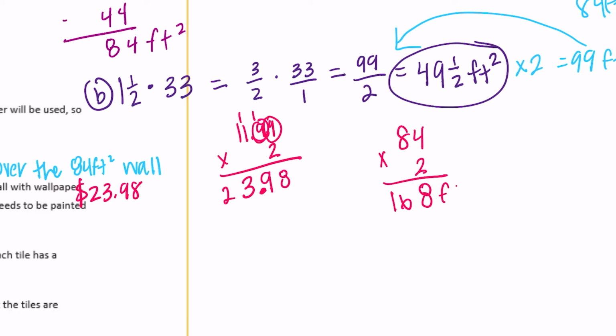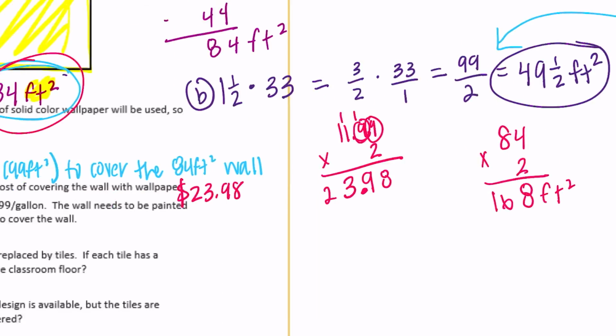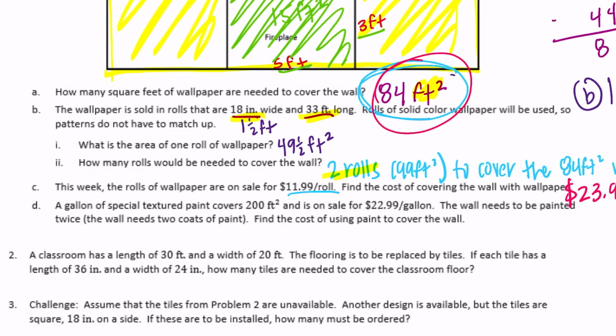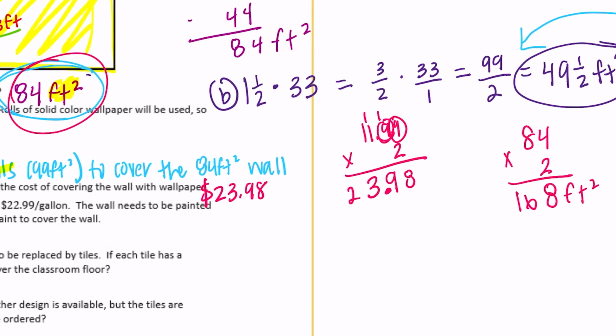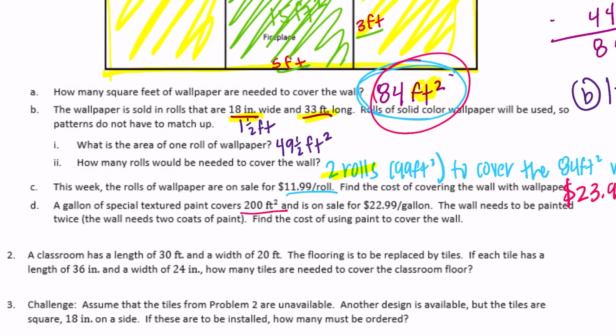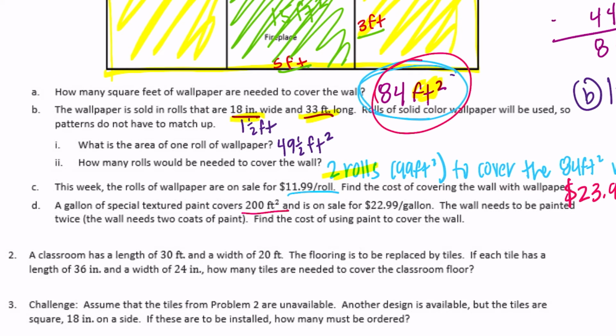So we have 168 square feet that we're going to need to paint. So that's enough to cover it twice. And it says that the textured paint covers 200 square feet. So how many are we going to need to buy? Well, we only need to cover 168 square feet. So the 200 square feet would be enough. So we only need to buy 1, which would be great.